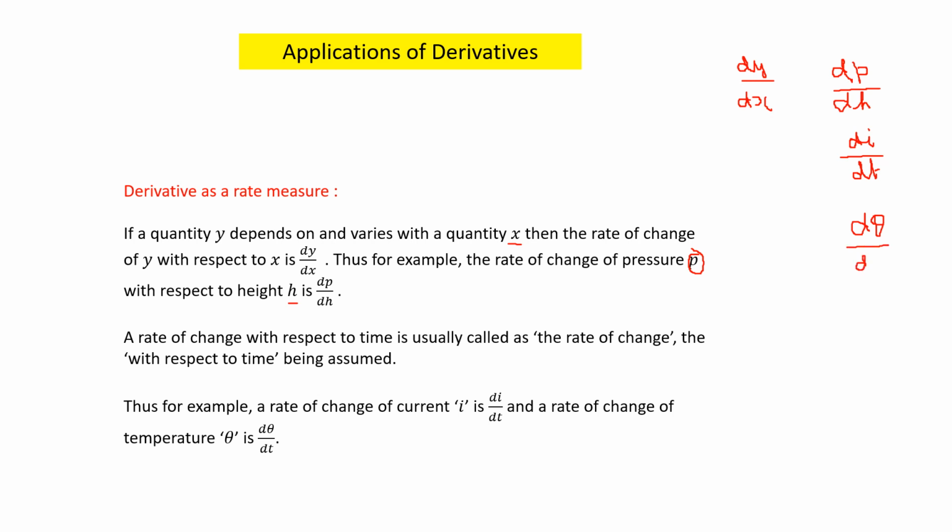So remember, if I am talking about rate of change, we need two variables: x, y; I and t; theta and t, and so on. If the second variable is not given, we have to consider the second variable as t, that is, with respect to time.